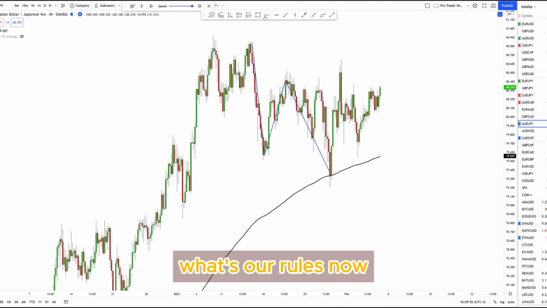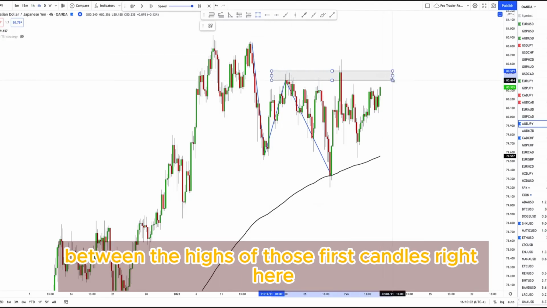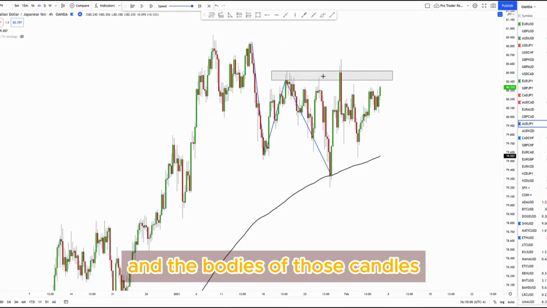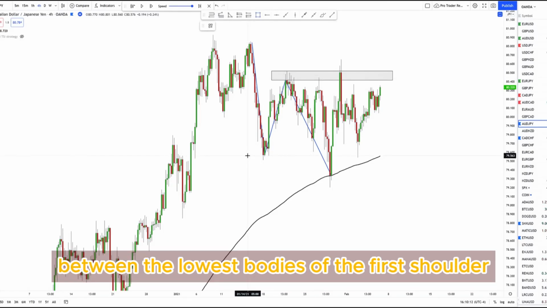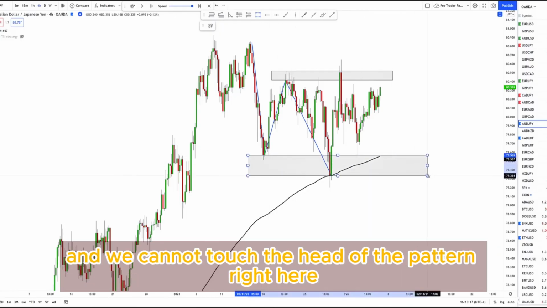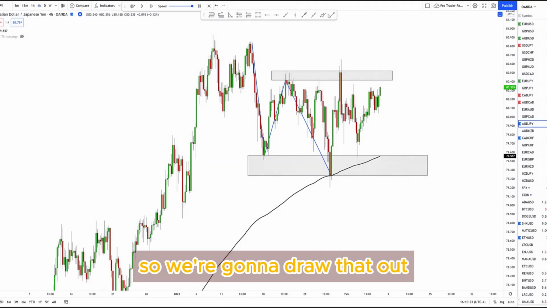What are our rules now? Here is our termination box between the highs of those first candles right here and the bodies of those candles. Do we have a termination in that zone? We do. The next termination zone we have is down here between the lowest bodies of the first shoulder, and we cannot touch the head of the pattern right here. Is that rule met with this candle? Yes, it is. So we'll go ahead and draw that out.